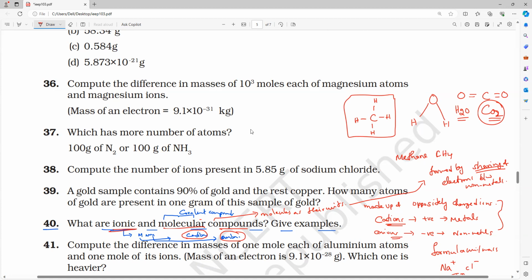Any doubt you can ask. Clear? Ionic compounds means formed by donating and receiving. Keep it in mind. Somebody has to donate. Metals will donate, non-metals will take the electrons. That is ionic compounds. Molecular or covalent compounds means no donating or accepting. It will be sharing of electrons. That is what you have to remember. Understand?